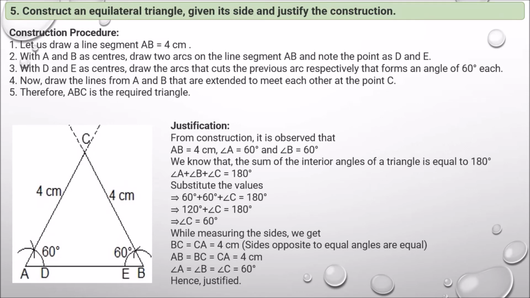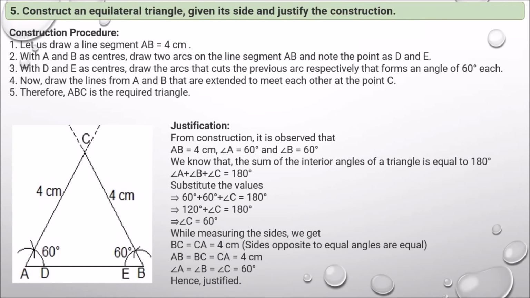Next, construct an equilateral triangle given its sides and justify the construction. Let us draw a line segment AB equal to 4 cm. With A and B as the center, draw two arcs on the line segment AB and note the points as D and E. With D and E as the center, draw arcs that cut the previous arcs respectively, which form an angle of 60 degree each. Now draw the lines from A and B that are extended to meet each other at point C. Therefore, ABC is the required triangle.